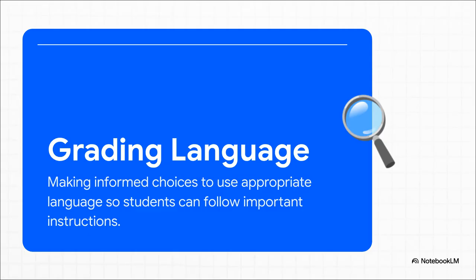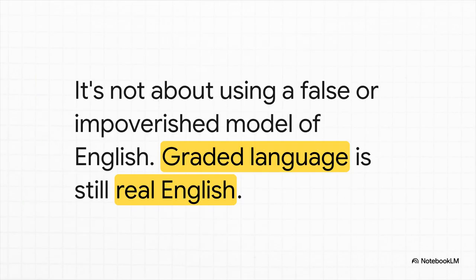So what do we actually mean by grading language? Well, it's pretty simple. It's when you consciously, deliberately simplify what you're saying to make it easier for your students to get. But, and this is the important part, you have to keep it accurate and it still has to sound natural. And let's get one major misconception out of the way right now. This is not, I repeat, not about using bad or incorrect English. Graded language is 100% real English. It's just a more carefully chosen, cleaner, clearer version of it.